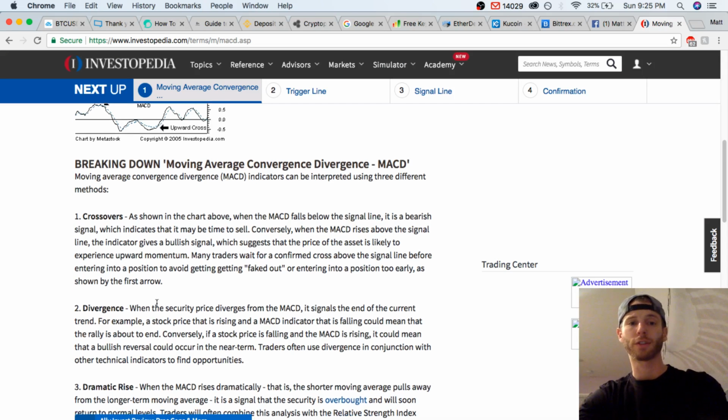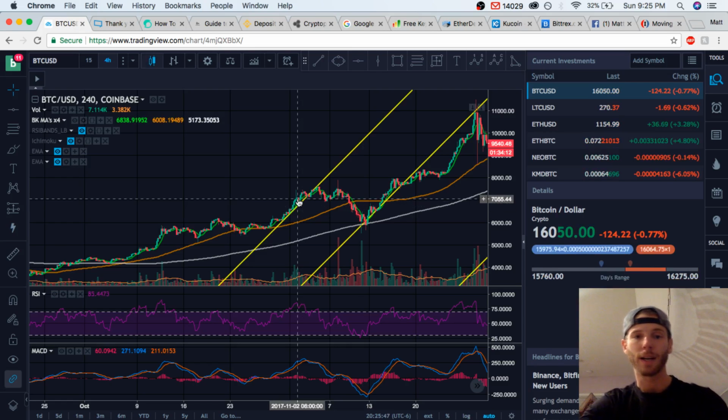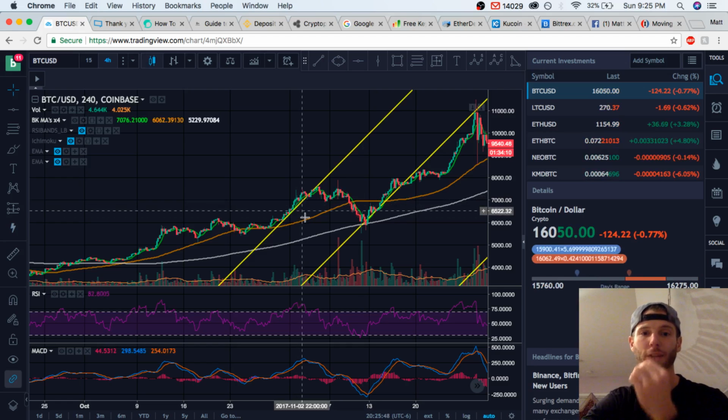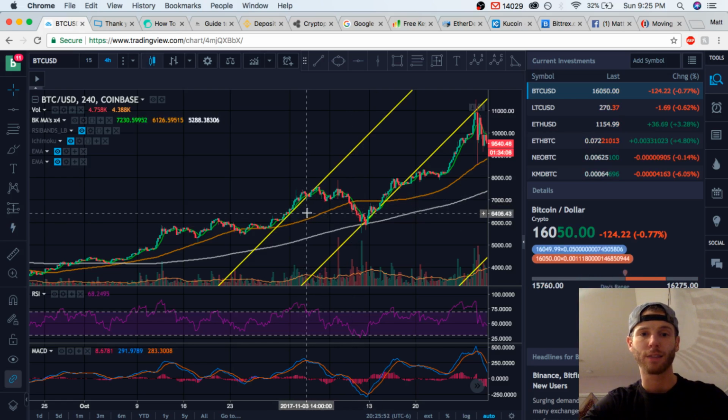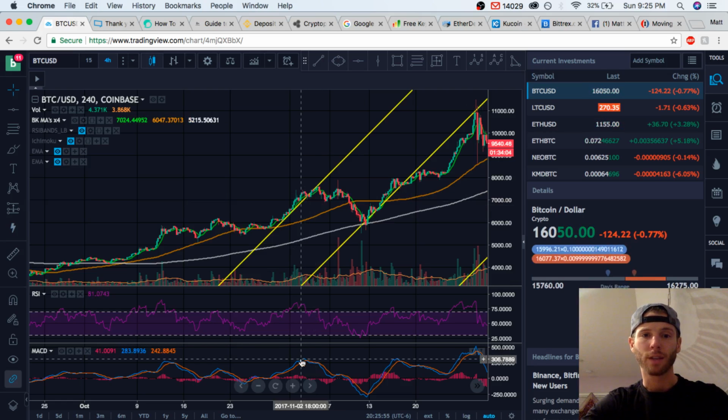So that's one way to use the MACD. Another is divergence, guys. When the price diverges from the MACD, it signals the end of the current trend. For example, a price that is rising while the MACD is falling could mean the rally is about to end. So this tells you when a rally is sort of exhausting itself, and that's like this area right here when we went over this with RSI.